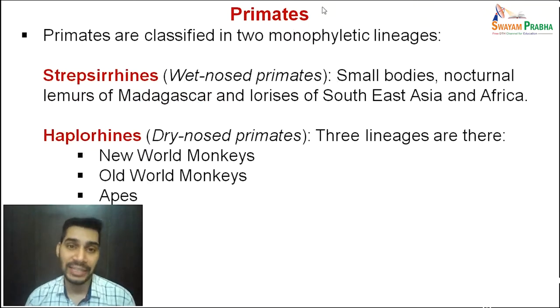This large group has been classified into monophyletic lineages, which are named Strepsirrhines and Haplorrhines. The Strepsirrhines are wet-nosed primates. They have small bodies; nocturnal lemurs of Madagascar and lorises of Southeast Asia and Africa come under this group. Whereas haplorrhines are dry-nosed, and there are three lineages in this group, which are the New World monkeys, Old World monkeys, and the apes.